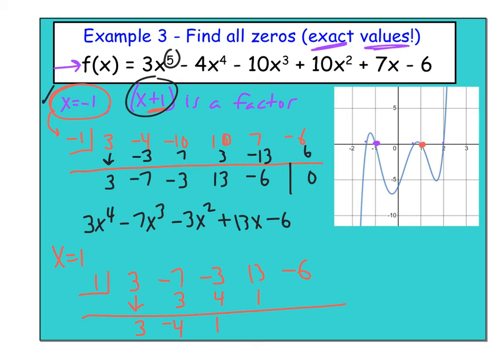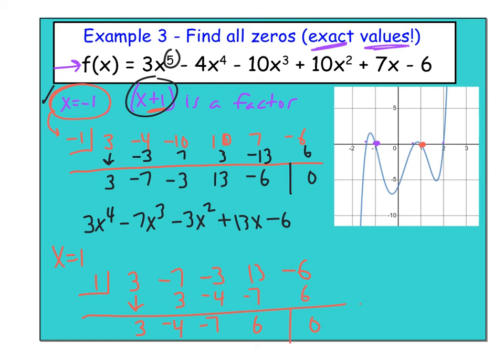Did we make a mistake? Let's take a look. Brought the 3 down. 3 times 1 is 3. -7 plus 3 is -4. Oh, sorry, that's -4. That's what it is. I knew something was off here. So that's -4. -4 times 1 is -4. 13 and the -4 is 9. 9 times 1 is 9.